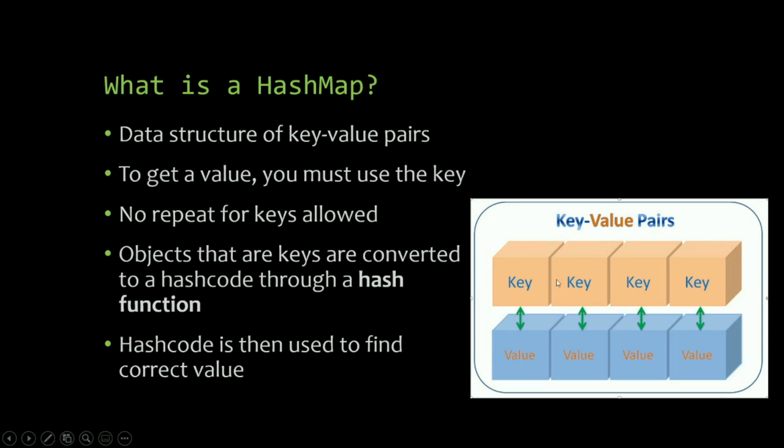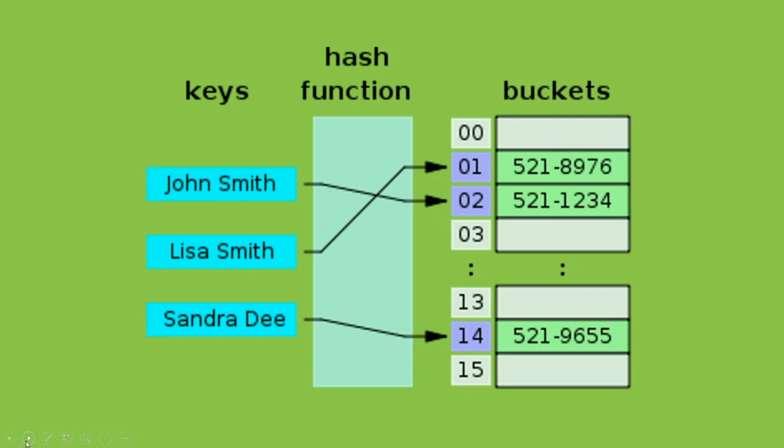As you can see in this visual, we have key and value pairs, and each key is assigned a value. These keys right here cannot have any repeats, but values can. However, what's different for a hash map is that these keys will be converted to hash codes through a hash function, and those hash codes will help determine where we can find the appropriate value.